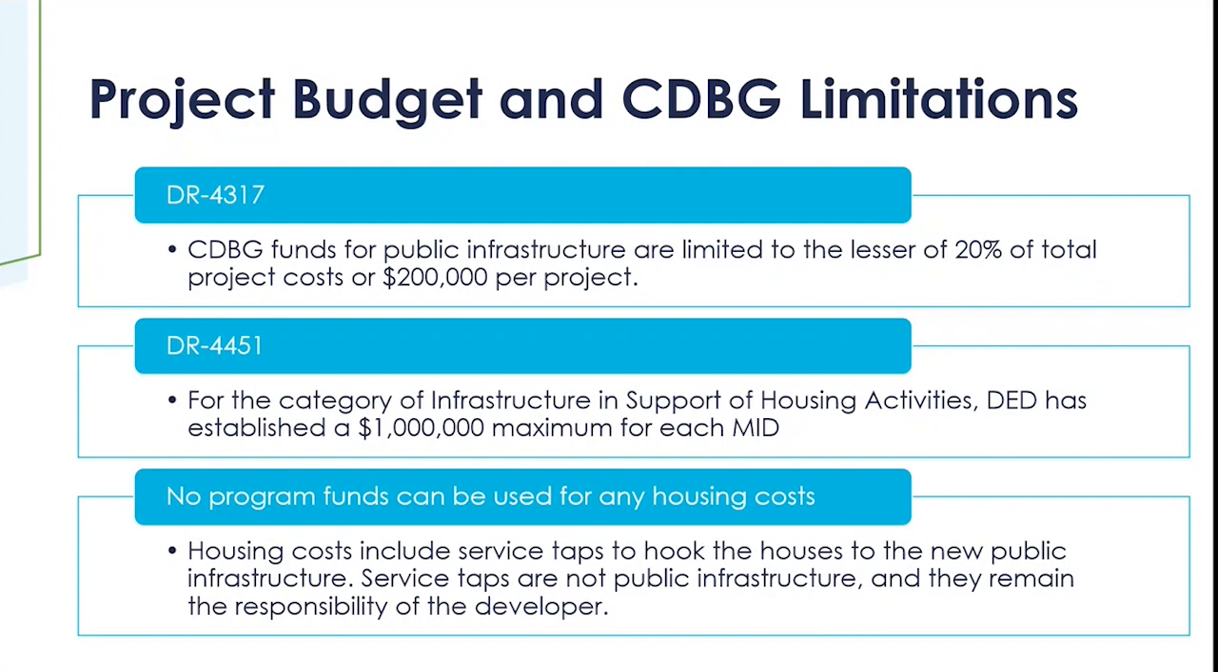A service tap is the line that brings the infrastructure, maybe it's sewer or water, from the main line, which is the public infrastructure, across the private property to the house. That service tap is not public infrastructure, so it's not eligible for CDBG. That's a developer cost. So make sure that you're using your block grant funds for public infrastructure only, and that you're not putting any of them into the housing cost, and that you're applying and using the correct amount of funds limited to the particular disaster that you fall under.